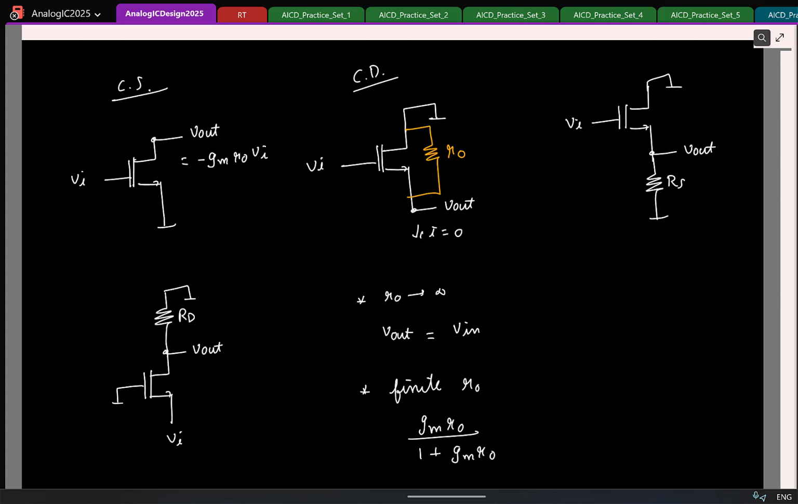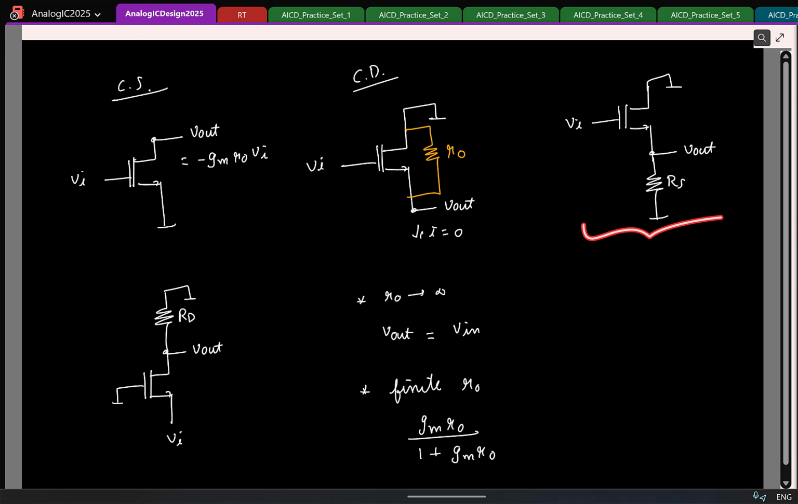So now let us say you have something like this. Now instead you have a resistor or a current source which has an output resistance Rs, let us say. So once again, if R0 goes to infinity, what can you say about V out?